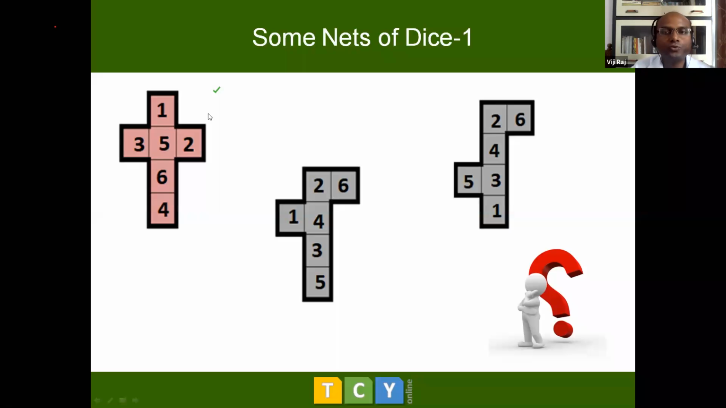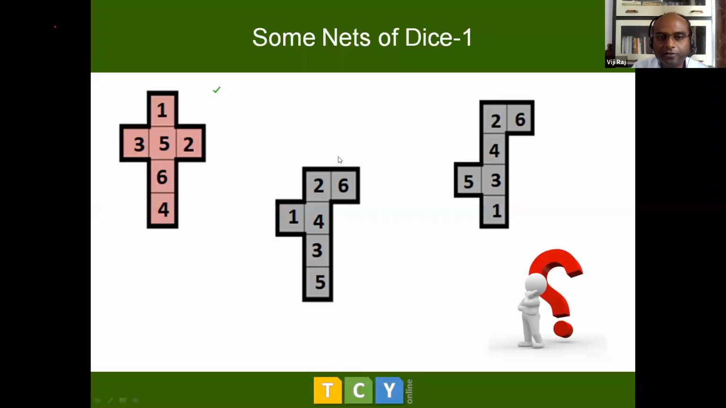What is opposite to 1 in this figure? The first figure. What should be opposite to 1? 6. Excellent. What is opposite to 5? 4. Excellent. And what is opposite to 3? 2. Very good. And now let us move on to the next figure, right?